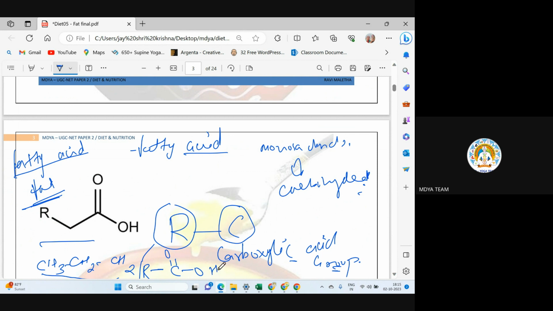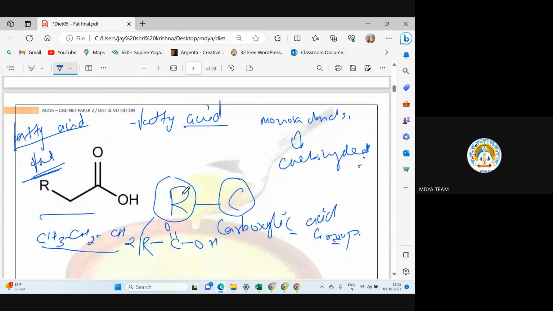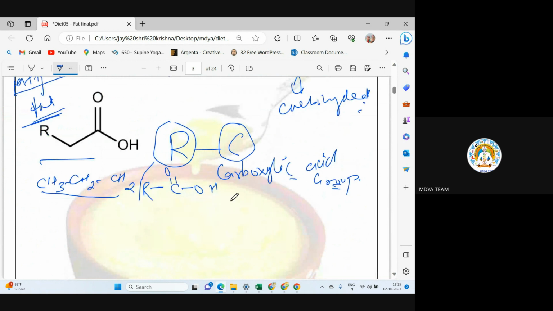No need to go into much depth on this chemical formula. Just try to remember that R is connected with carboxylic acid, and carboxylic acid has the formula C double bond O single bond OH. There is no need to go into depth about why the carboxylic acid has this formula, or why it differs from amine. You just need to remember these terms.